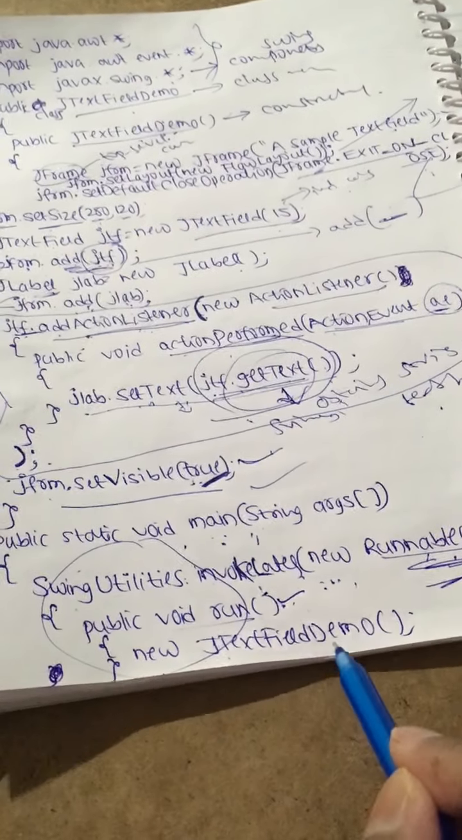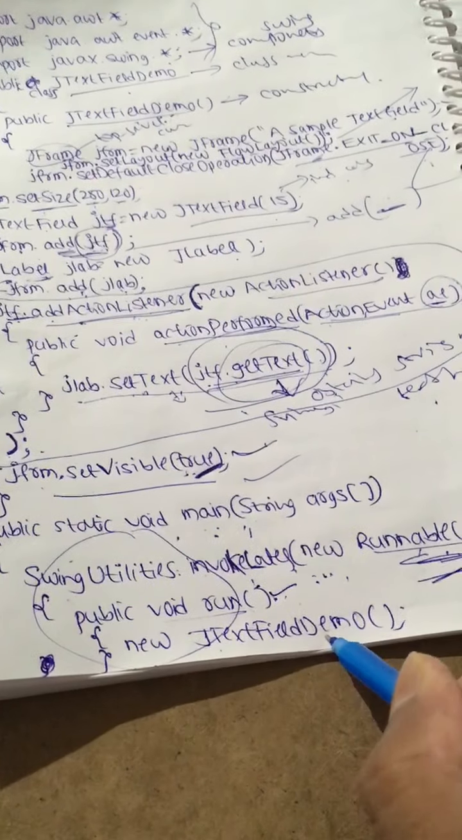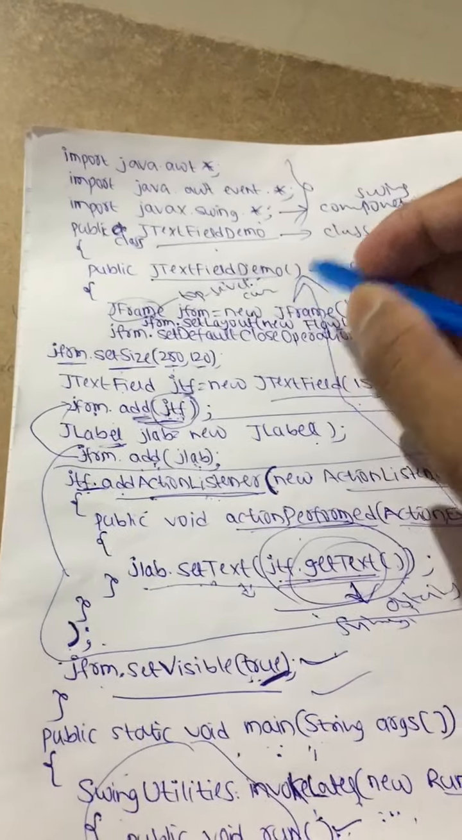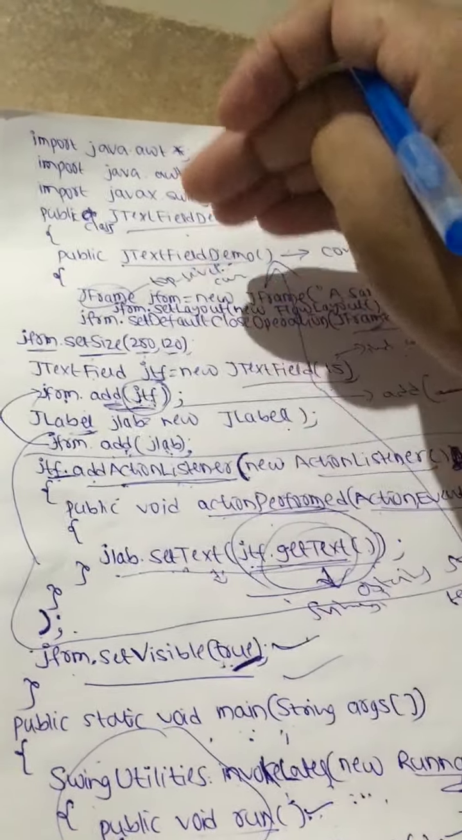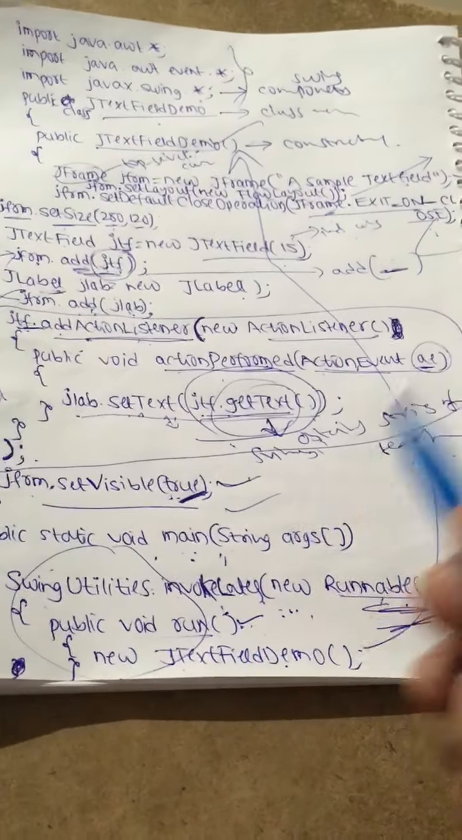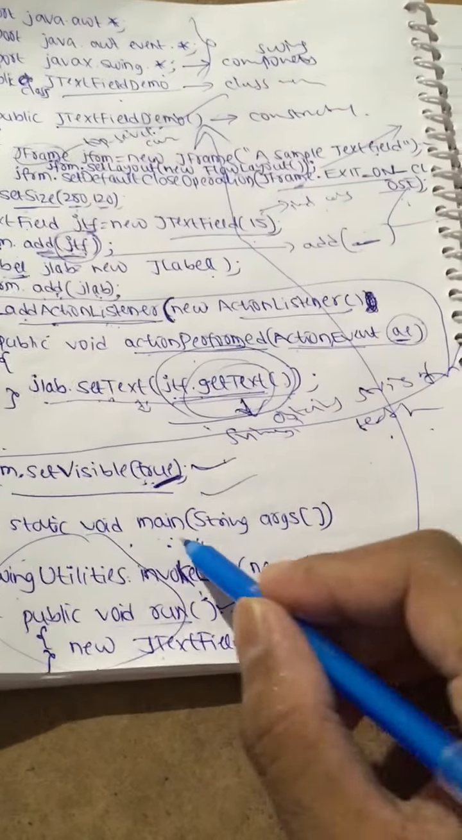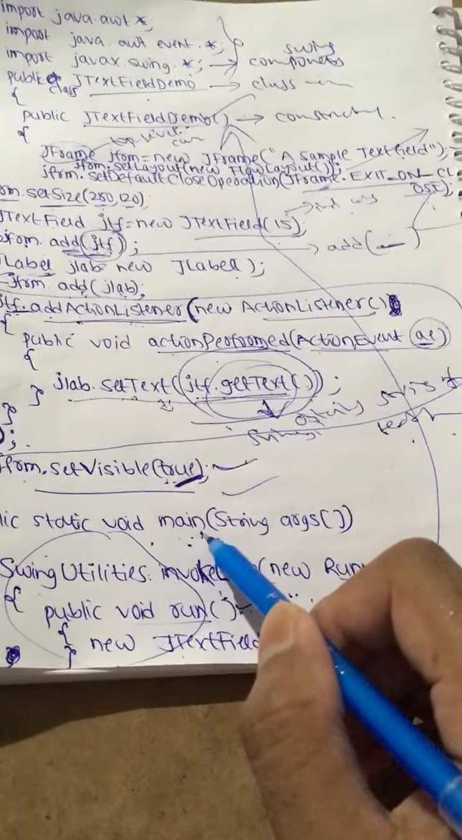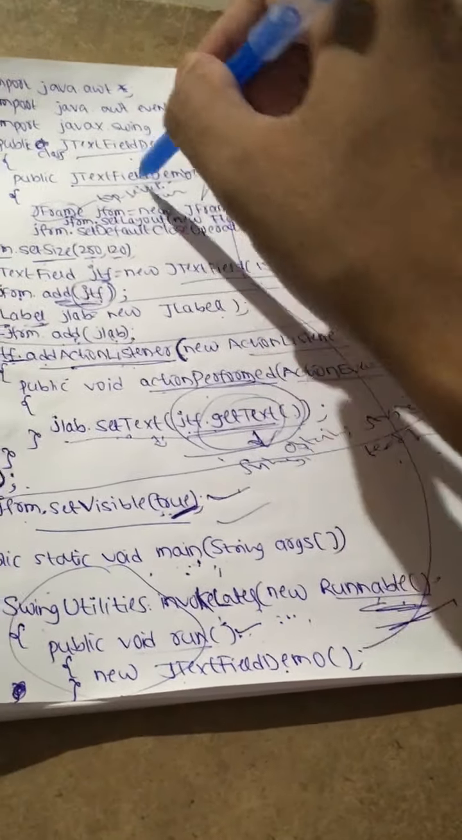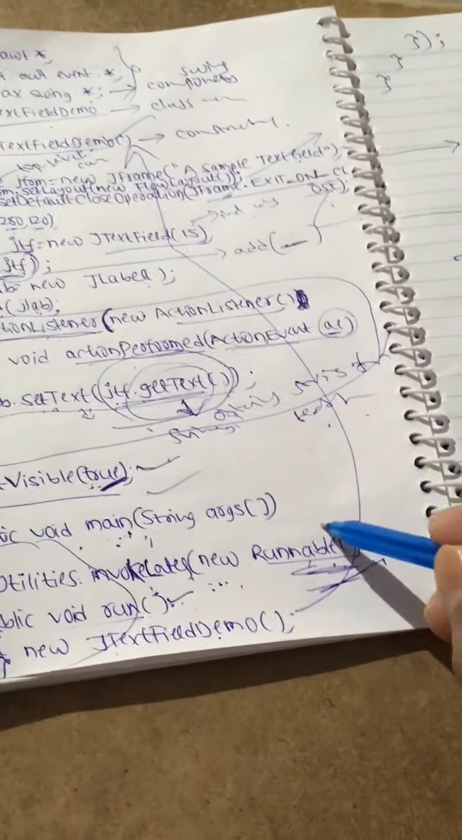So new JTextField demo is nothing but again our constructor, meaning it goes to the constructor. Then whatever steps are available in the constructor will be executed line by line. We are not creating the object for the JTextField demo directly by using the main method. The main method creates the JTextField demo object by using a runnable, on the event dispatching thread.